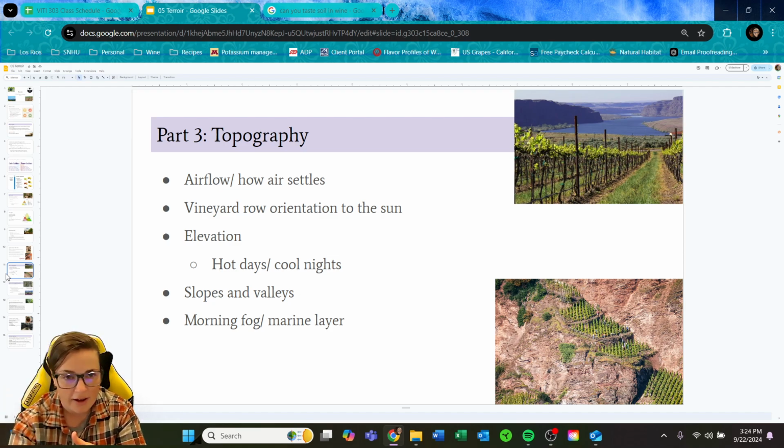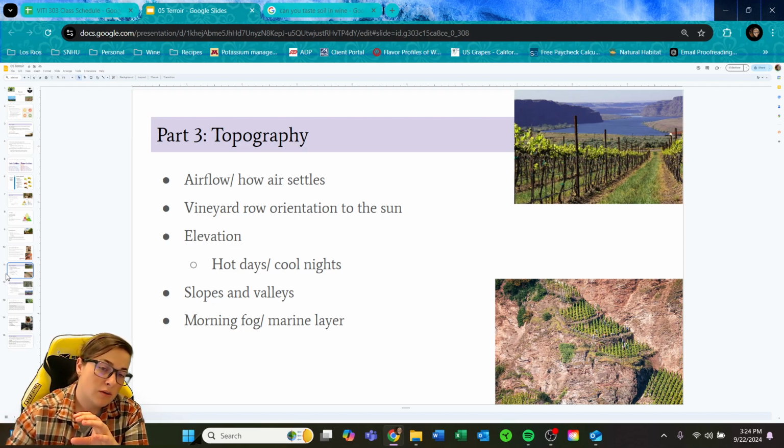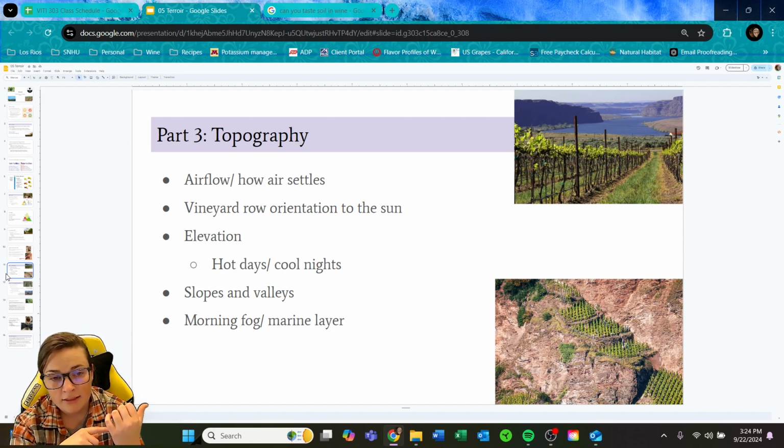So because we have hillsides that get beat by the sun, or we have other parts of the hillsides that receive the gentle morning sun, right? So sun rises in the east and sets in the west. The afternoon sun is much harsher than the morning sun, so choosing varieties that would go well on certain hillsides.